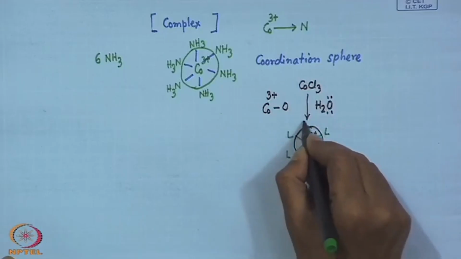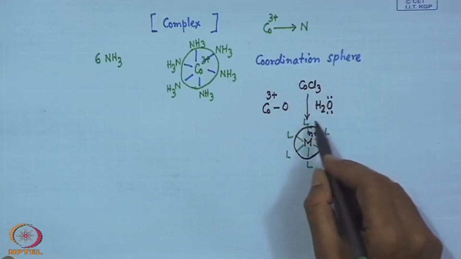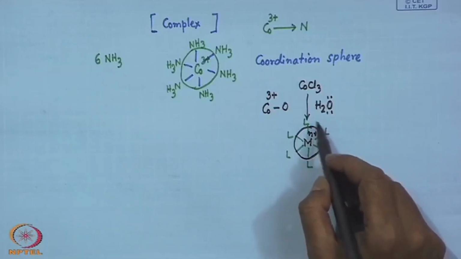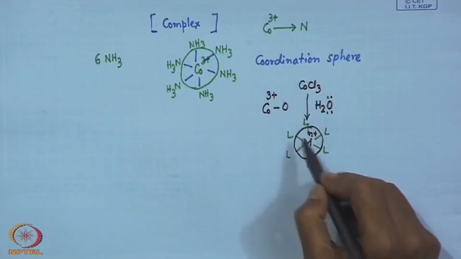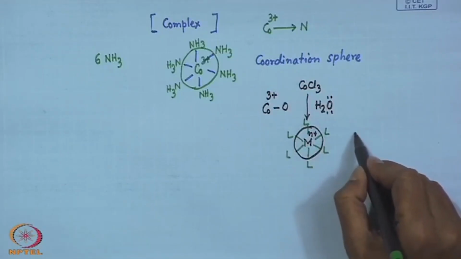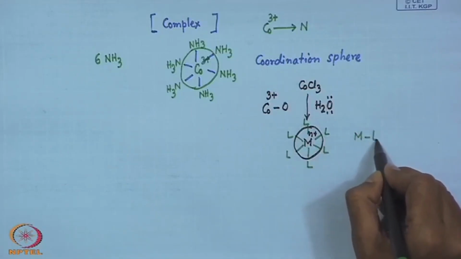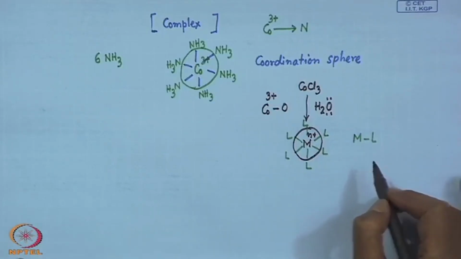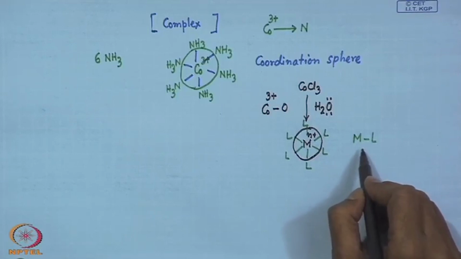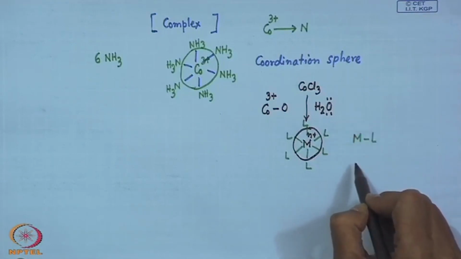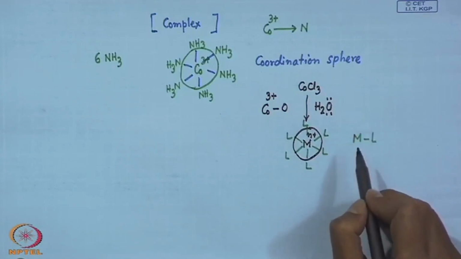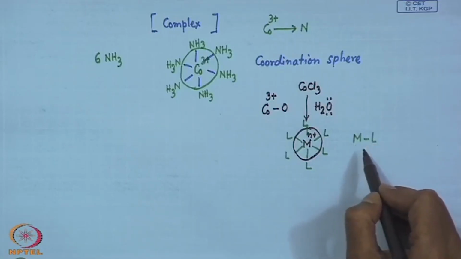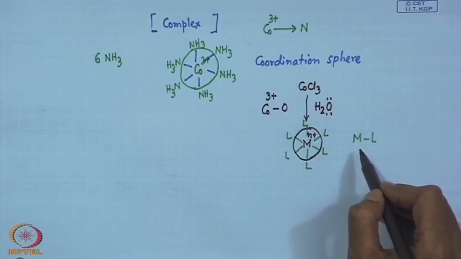So, ligands are basically surrounding the metal center through some interaction of M-L type. This is the basic important point of this particular course in chemistry: whenever we have a metal present, we must have the corresponding metal-ligand interaction. So, metal-ligand interaction everywhere.